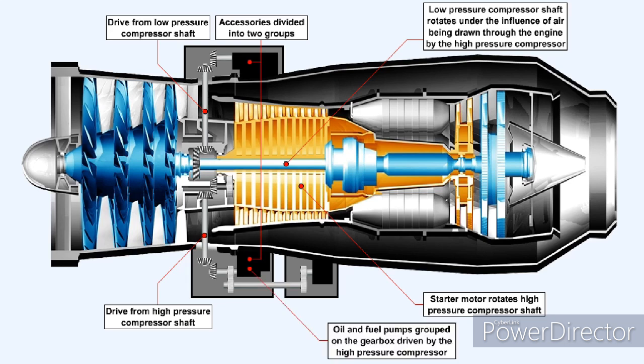This generates a situation that requires that accessories which are specific to the engine's operational needs, such as the oil pumps and the fuel pumps, are grouped on the gearbox which is driven by the high-pressure compressor shaft. This gearbox is classified as being the high-speed external gearbox, because it's being driven by the shaft which is rotating at the highest speed of all. Logically, the other accessory gearbox is called the low-speed external gearbox.